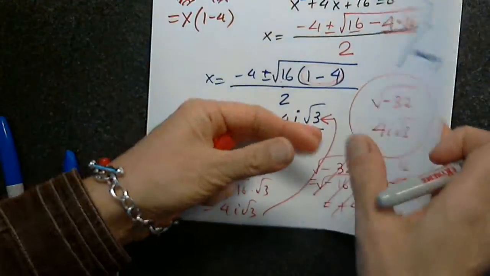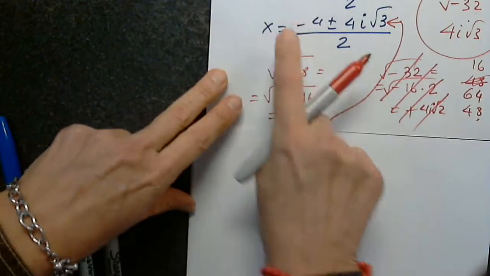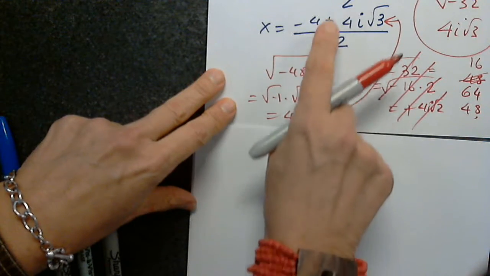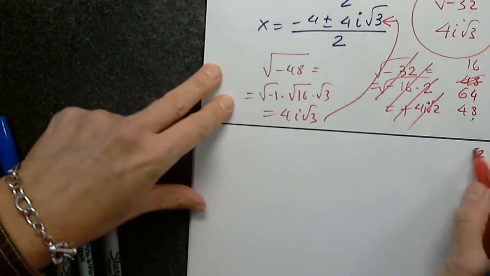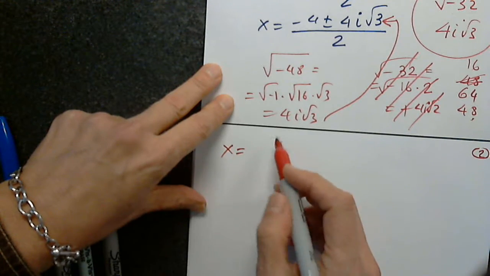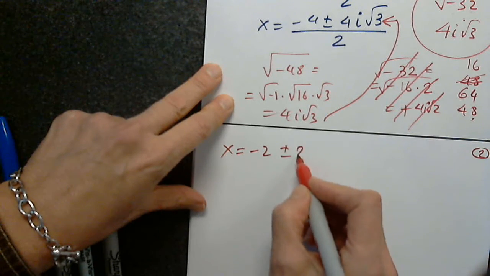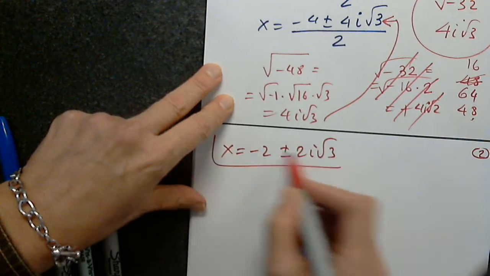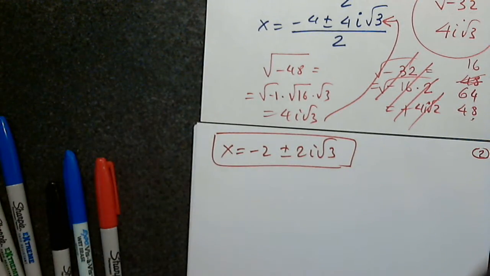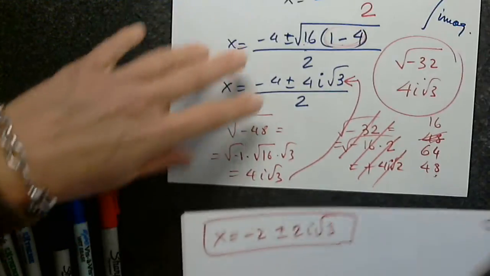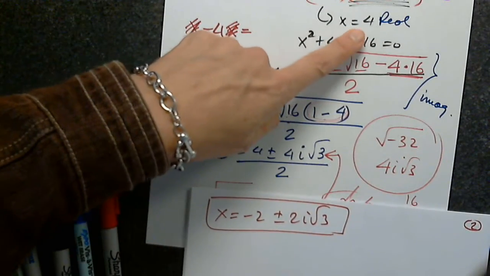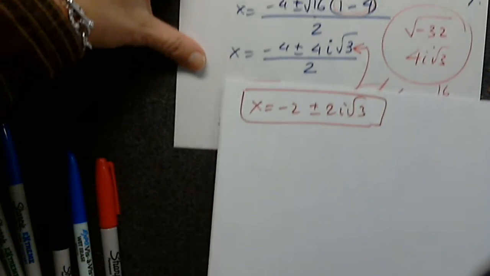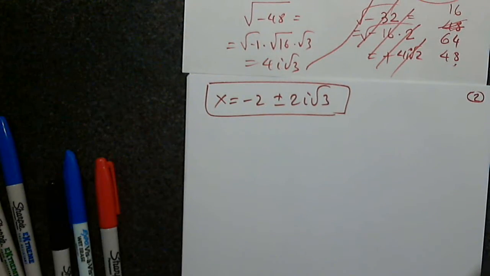So I can split into 2 fractions, -4 over 2 plus or minus 4i the square root of 3 over 2. That's the best thing to do. So x equals negative 2 plus or minus 2i the square root of 3. So we got a final three solutions, 2 solutions from here and 1 from here. So the only one was x equals 4, which was a real solution. These are imaginary solutions. Does it make sense?